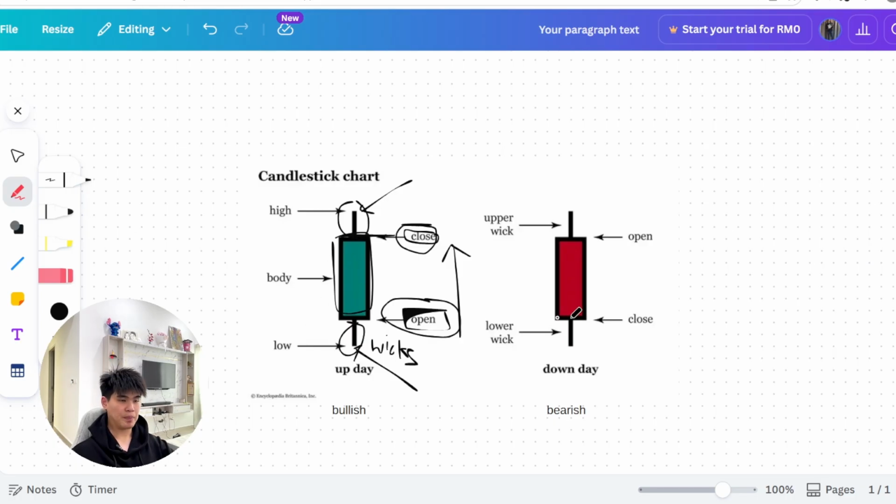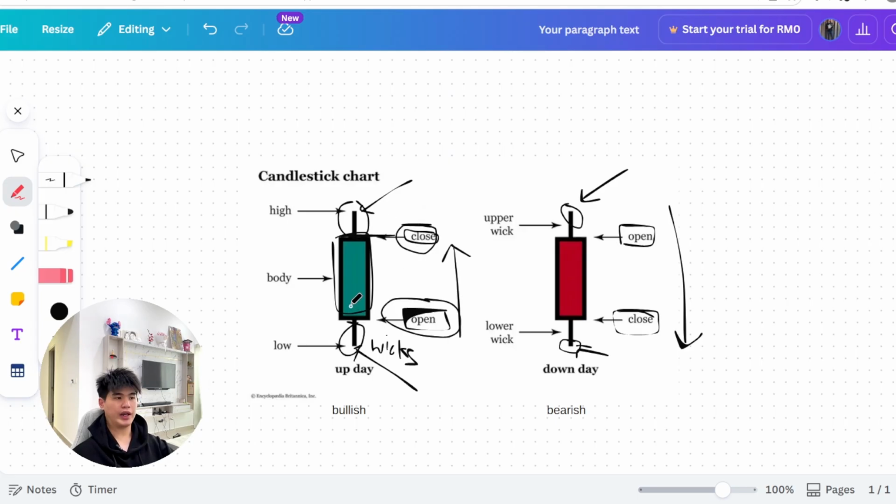This forms a whole candlestick. On the other hand, a bearish candlestick typically means price is going down, which means the open price is at the top. Price opened here, went all the way down, the lowest point it reached is here, and this is the highest point the price reached before. Eventually it closed at the bottom. Also, regardless of the time frame of the chart, be it M5, M15, 1 hour, 4 hours, it's the same way of reading it.